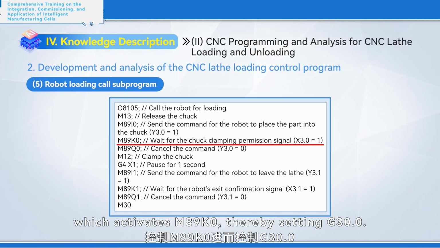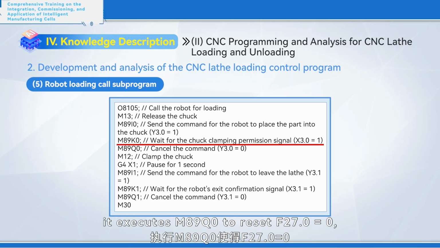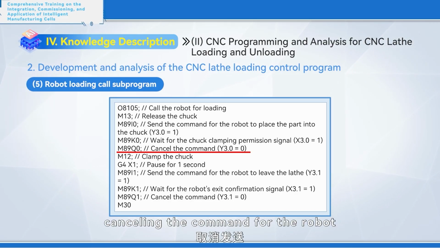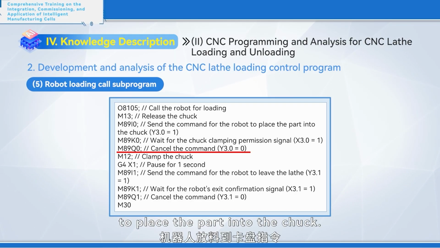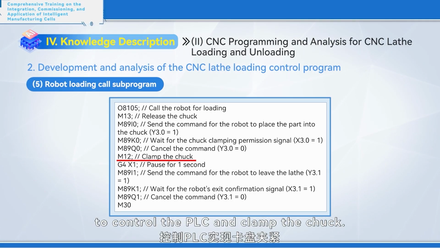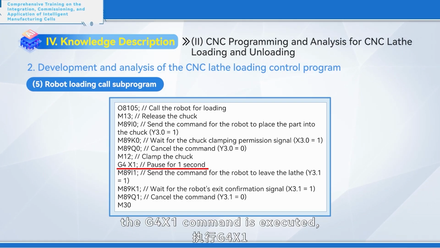M89K0, thereby setting G30.0. Once the CNC lathe detects that G30.0 equals 0, it executes M89Q0 to reset F27.0 equals 0, which in turn resets Y3.0 equals 0, canceling the command for the robot to place the part into the chuck. Then, the CNC lathe executes the M12 command to control the PLC and clamp the chuck. To ensure the chuck is fully secured, the G4X1 command is executed, introducing a 1-second delay.